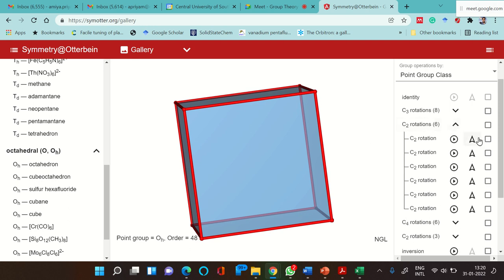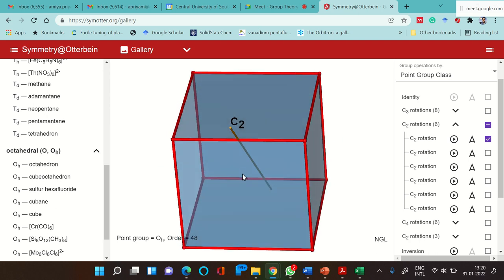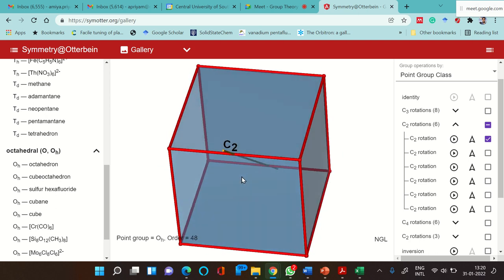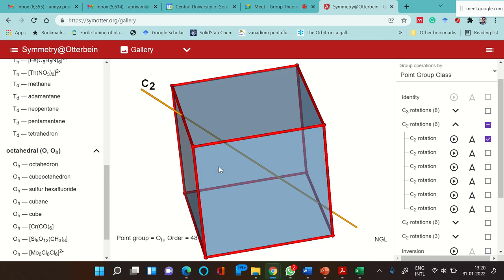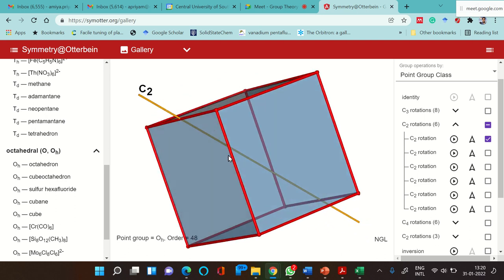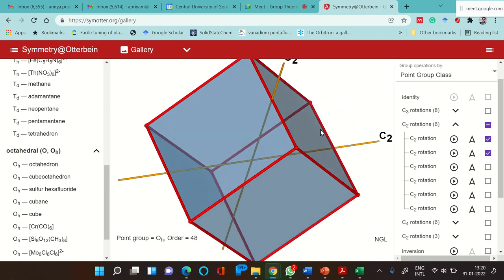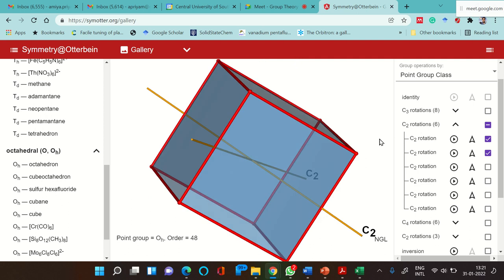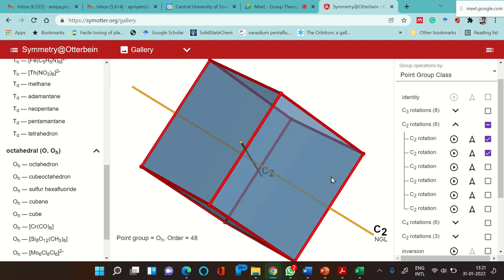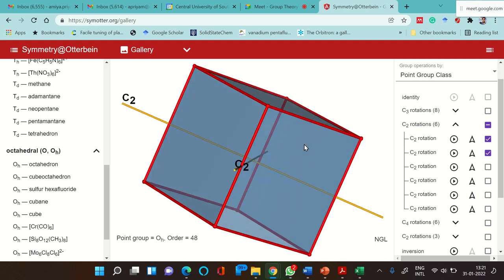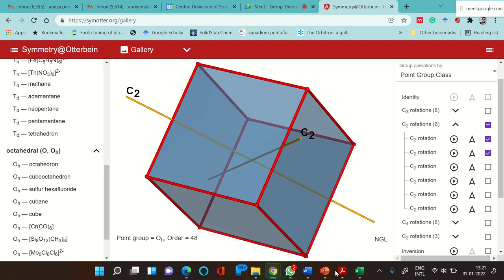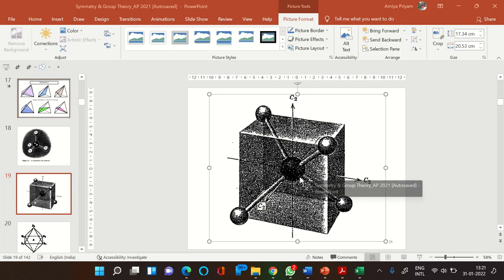You can imagine one C2 in a cube. Sorry, a cube having this C2 axis, another C2 axis, like this in a cube. The C2 axis in the cube is a separate point. Okay, so this was the point. Looking at it, you can correlate with this picture also.